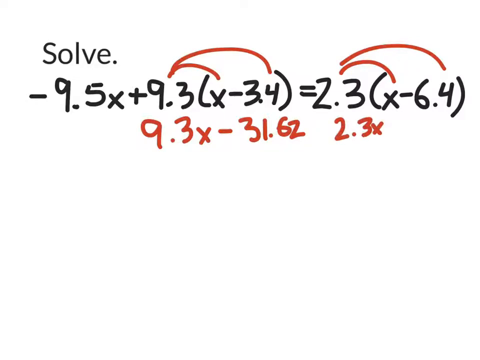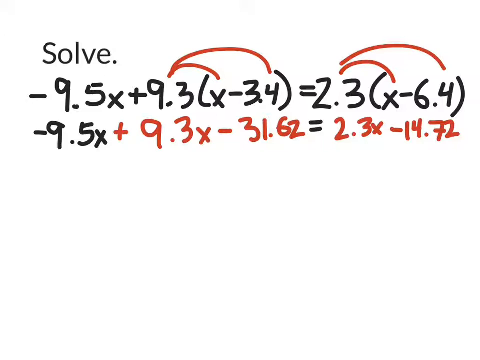But also 2.3 times, again, negative 6.4 would be negative 14.72. And again, I'm just using the calculator for that. So the new equation, negative 9.5x plus 9.3x, minus 31.62 equals 2.3x minus 14.72.